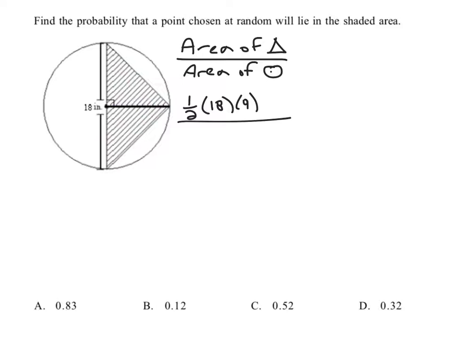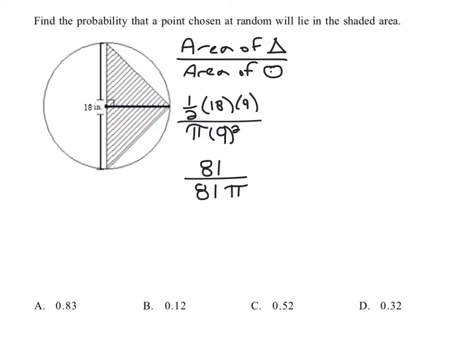Over the area of the circle. The area of the circle is pi times the radius squared. The diameter is 18, so the radius is 9, 9 squared. Okay? And what we get then is 1/2 of 18 is 9, times 9 is 81, so you get 81 over, and 9 squared is 81 times pi, 81 pi.